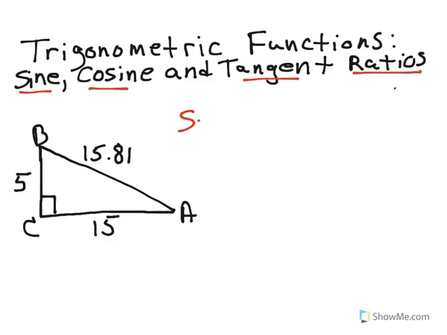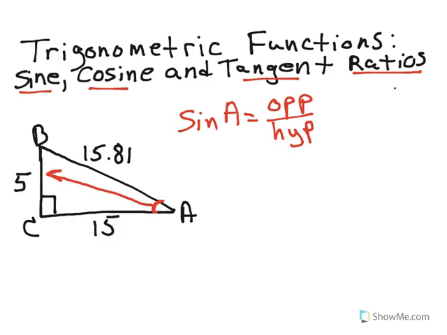Sine, abbreviated SIN, of any angle, I'm using the Greek letter theta to mean any angle, equals the side opposite the angle divided by the hypotenuse. So if we're looking for the sine of angle A, we need the side opposite angle A, which is 5, divided by the hypotenuse, which is 15.81.